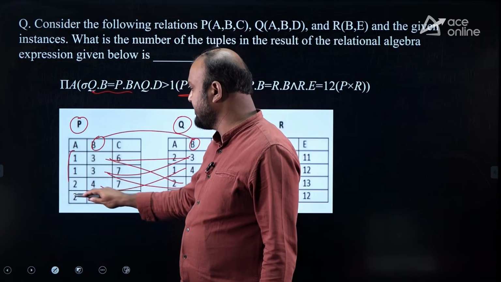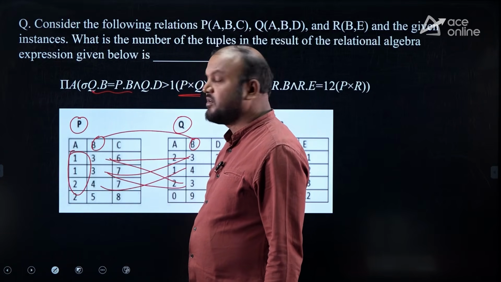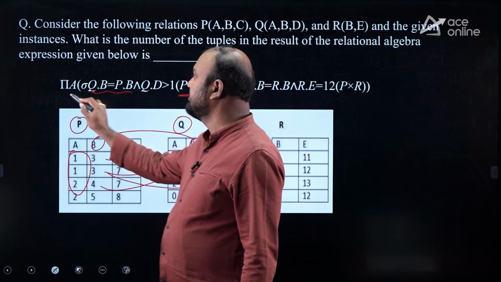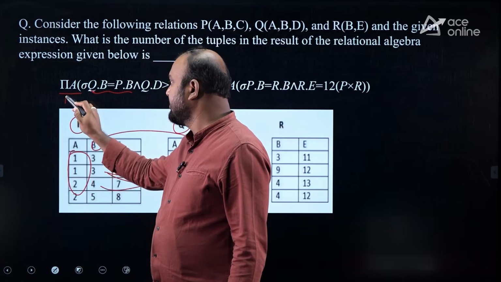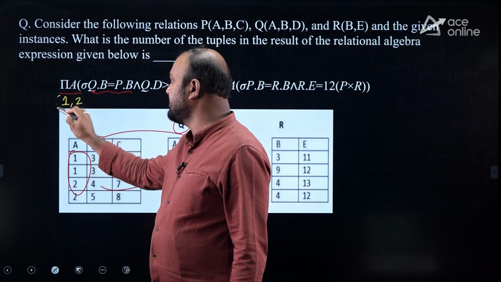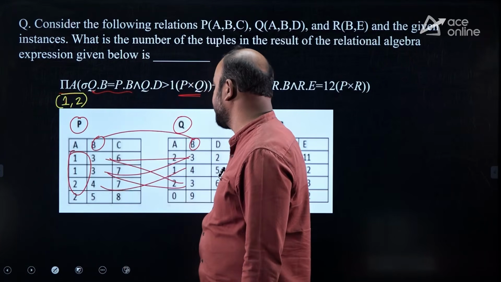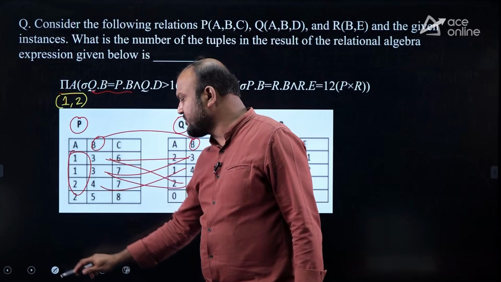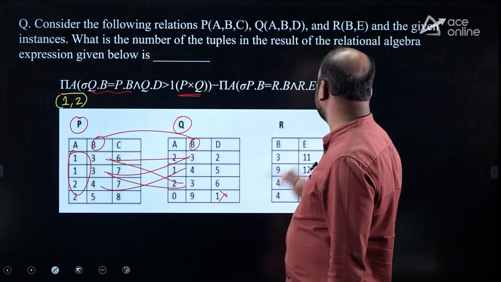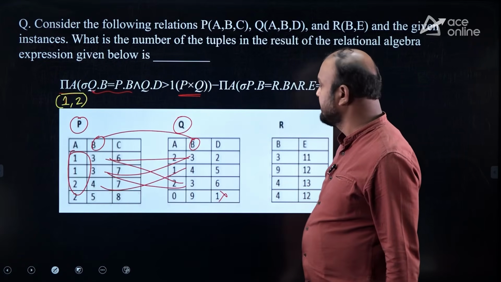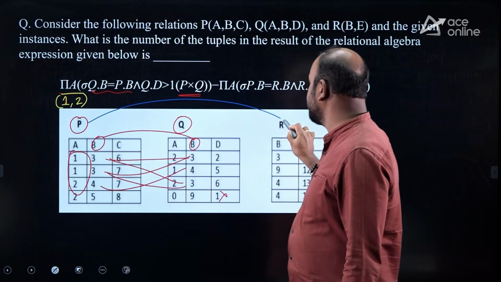For these 3, we have to get A. What is the A? 1 and 2. 1 and 2 is the output of this first query. Now look at the output of the second query. The second query is P cross R. It means first and last.